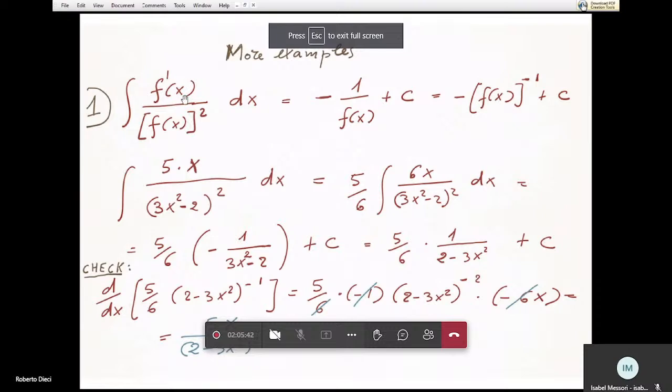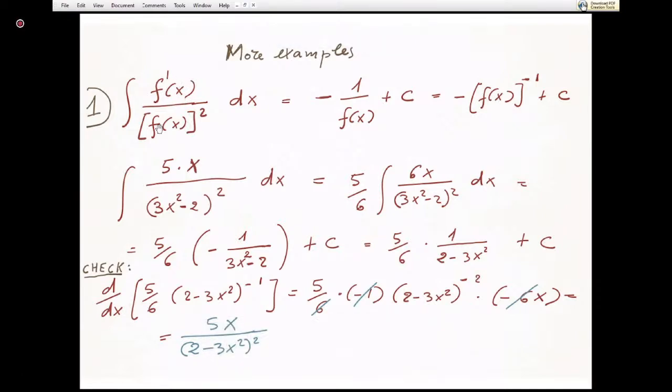What about this case? f prime of x over f of x squared. We have some function squared in the denominator multiplied by its derivative. This is a typical case of the derivative of the power of some function f of x.